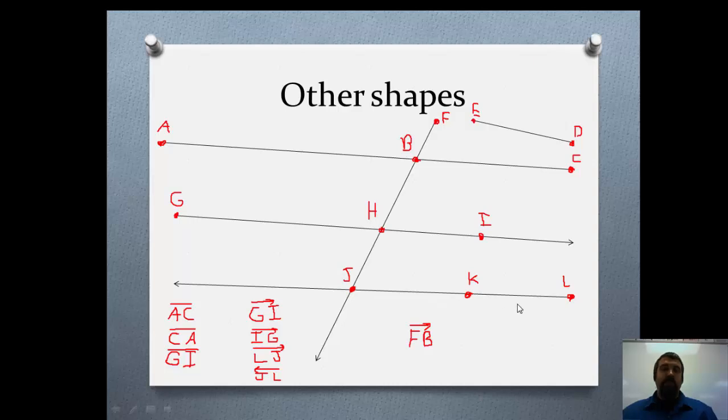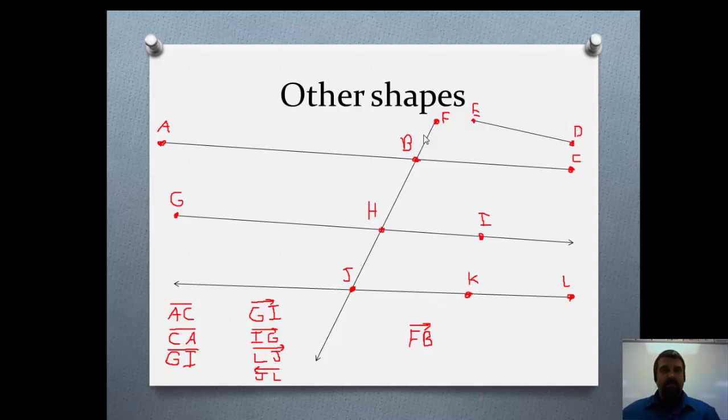Nope, those are the only two by themselves line segments. However, if I was only talking about from F to B, I could be talking about just this part of this ray. If I was talking about just this part, I could say line segment FB.